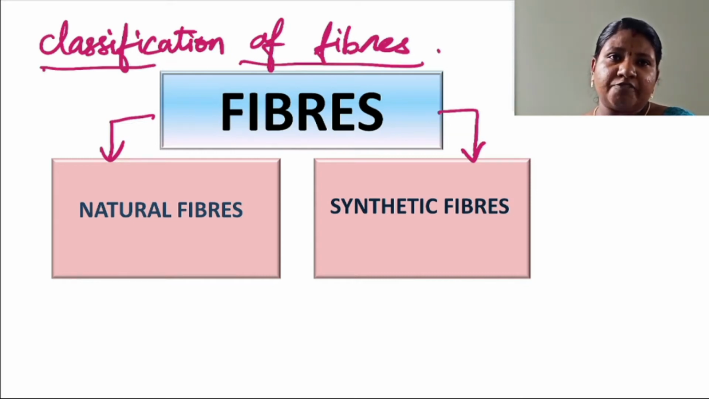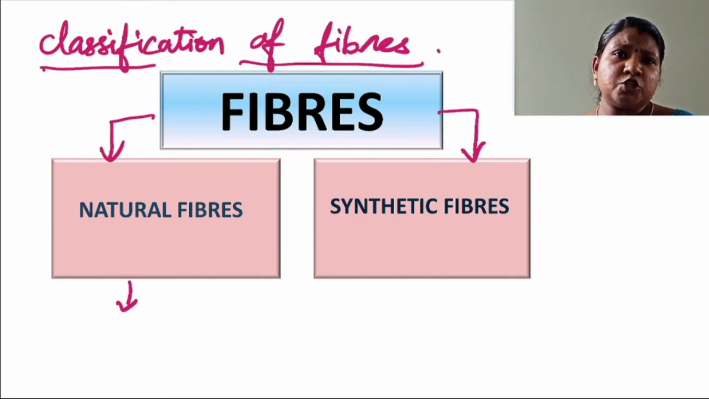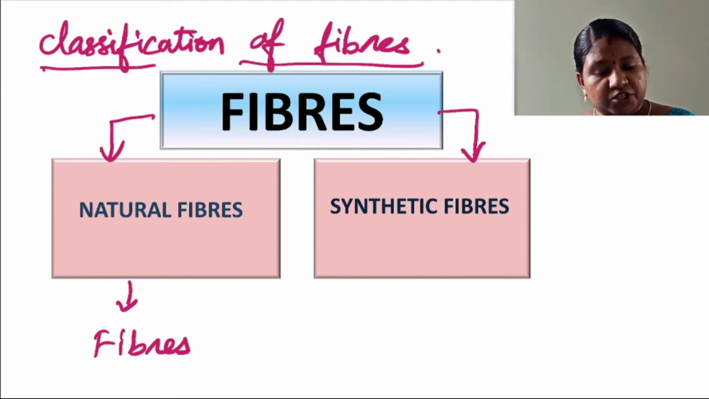What do you mean by natural fibers and what do you mean by synthetic fibers? From the name itself we can understand natural. What do you mean by natural? Something which we get from nature, something which we get from the living sources, something which we get from plants or animals, that is called natural. So, natural fibers means the fibers which are made from nature.